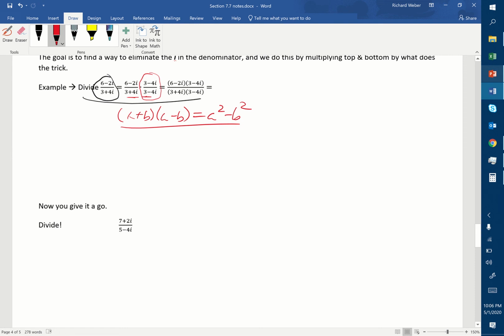You ready? Let's do this one together. So we have, write it bigger, 7 plus 2i to be divided by 5 minus 4i. Yeah, there's no division here. We're not going to go, well, 5 minus 4i, long divide into it. No, we're not. We don't do that.